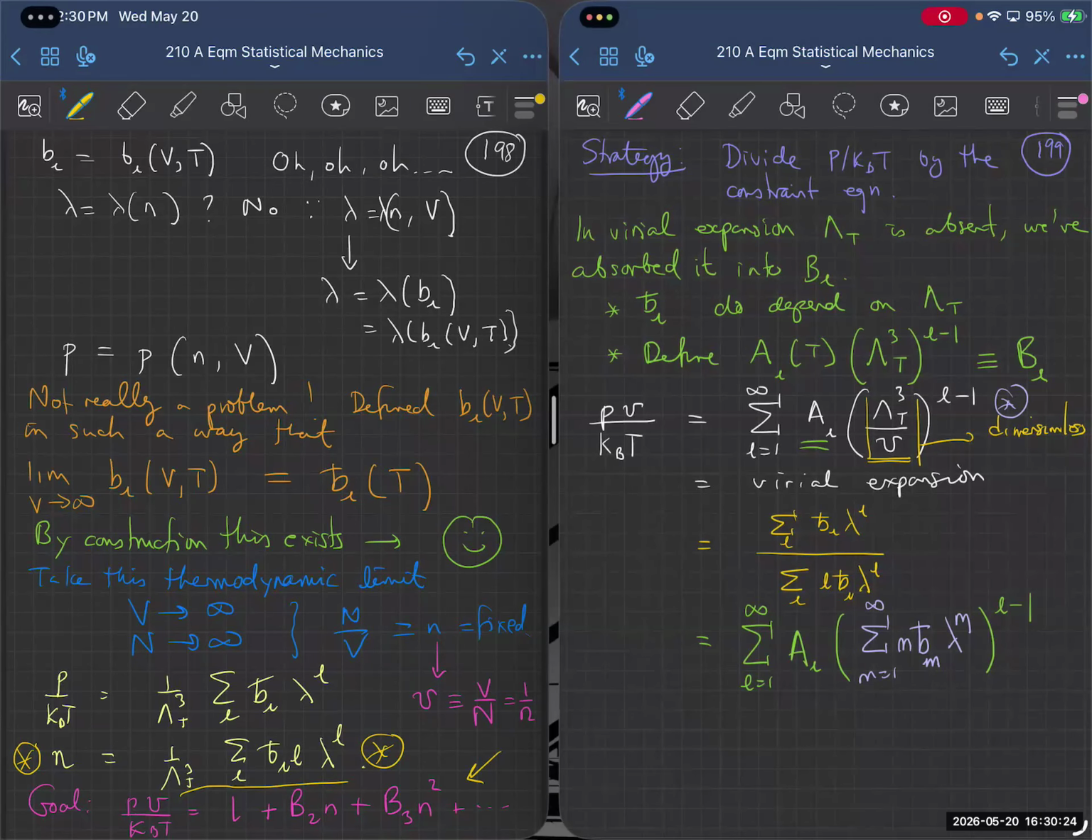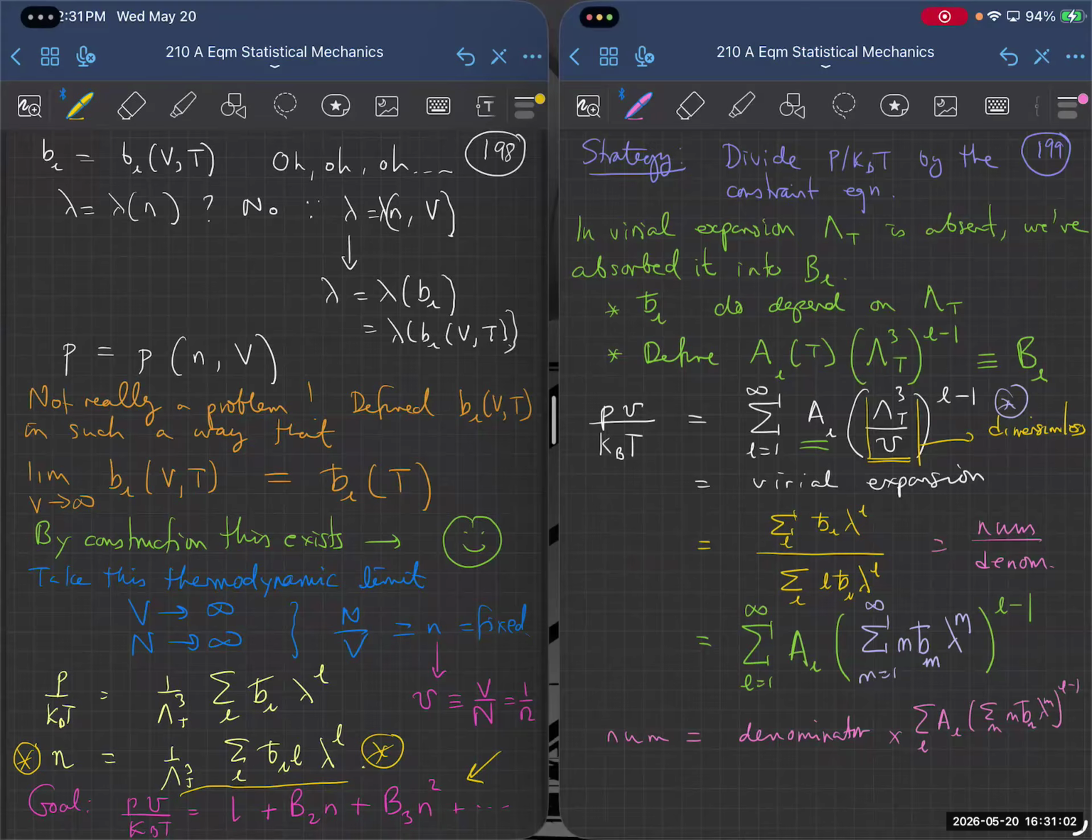What you do is, if you call this the numerator over the denominator, you write that the numerator is equal to the denominator times the sum over L of a_L, sum over m of m b_m lambda to the m, to the power L minus 1.